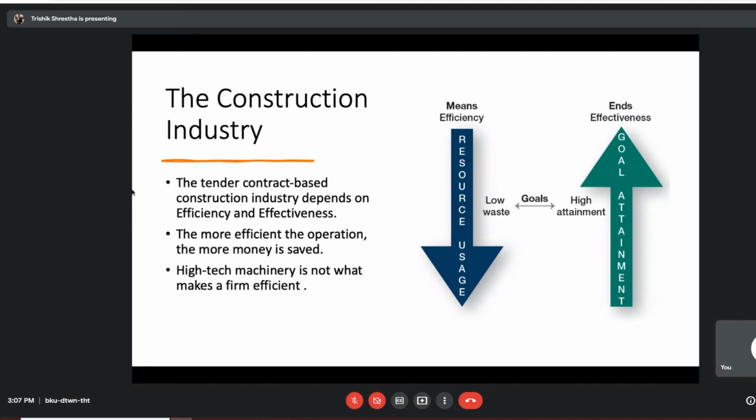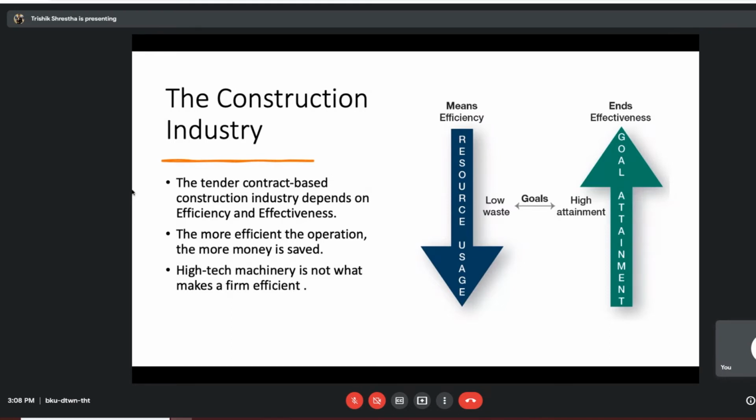Efficiency by limiting your resource usage, by limiting your waste, by lowering your waste, and by maximizing goal attainment, that is in fact effectiveness. So this principle is all that you need right now to understand how the construction industry functions. And I hope this is actually a very clear understanding of how the construction industry looks like.